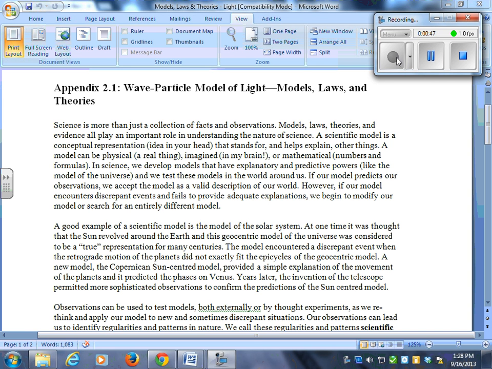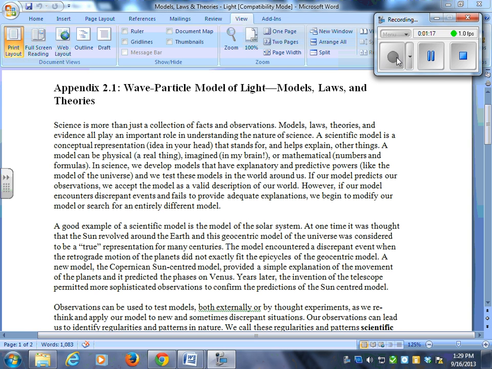A scientific model is a conceptual representation or an idea in your head that stands for and helps explain other things. There's a wonderful definition of a scientific model. And I see that Jake is highlighting it, and others are going to follow along now that I've mentioned it. A scientific model is a conceptual representation or an idea in your head that stands for and helps explain other things.